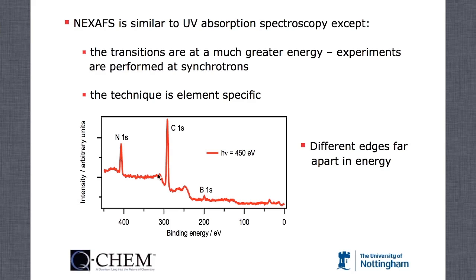Because these different excitations are so far apart in energy, you can focus in just on looking at carbon 1s excitations, so you can focus in just on the carbon part of the spectroscopy. And similarly, if you want to look at excitations from the nitrogen 1s, you're talking about a different experiment to do that. This is actually quite a powerful advantage for these types of techniques.